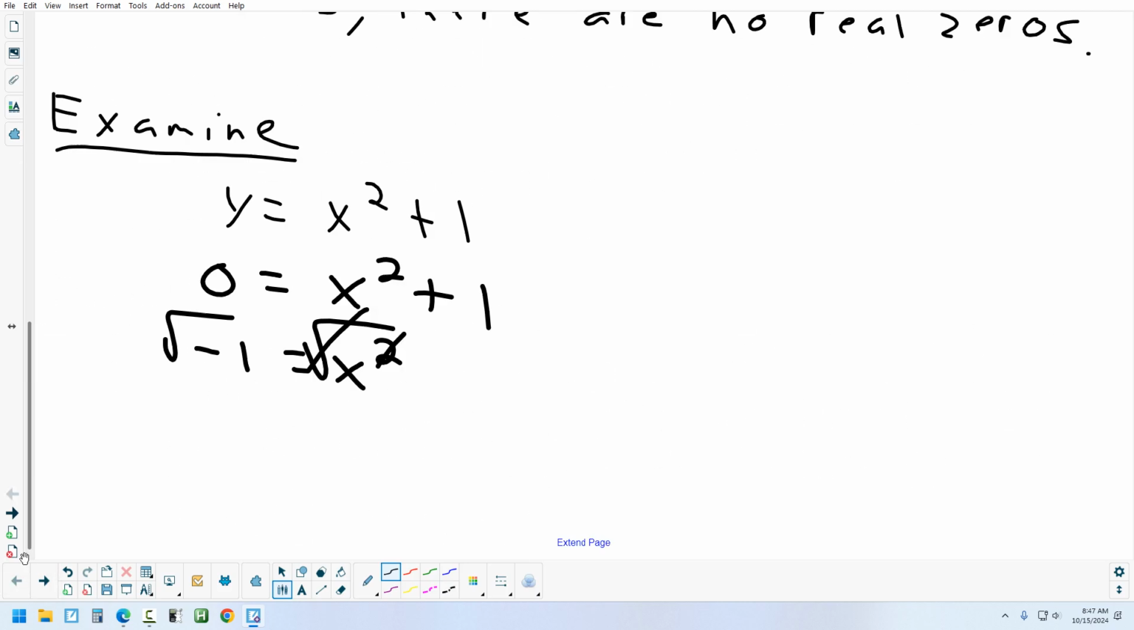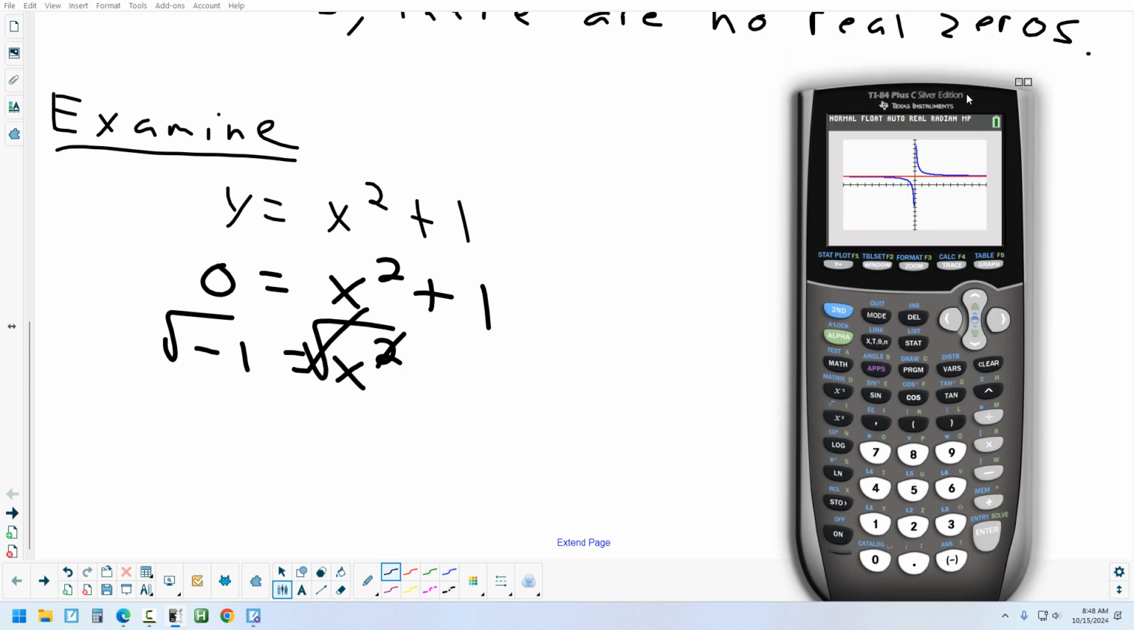So let's try to do that on the calculator and see what happens. Let me get the calculator. All right, I'm going to type in the square root of -1. It doesn't say that it can't do it. It just says that the answer is not real.